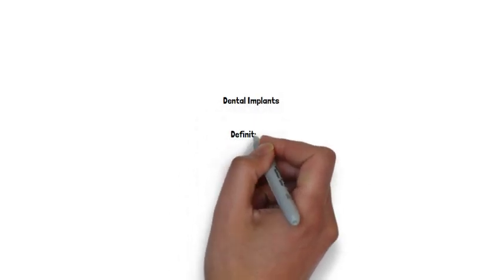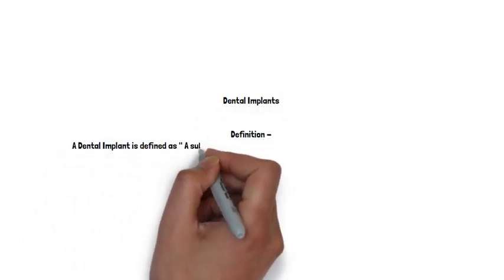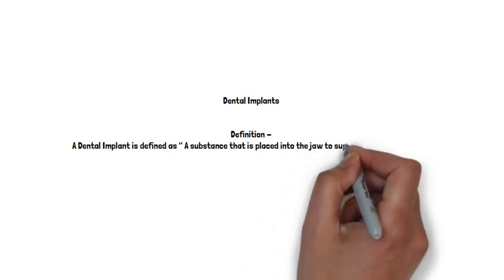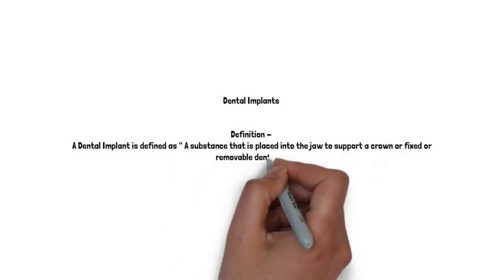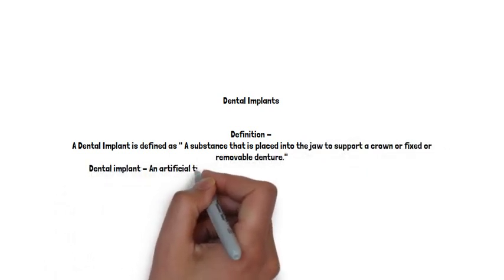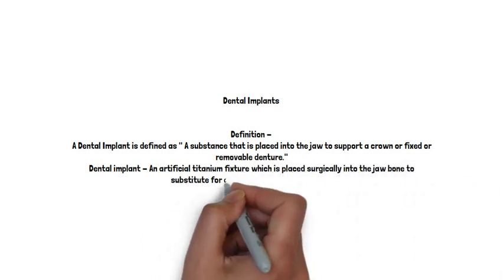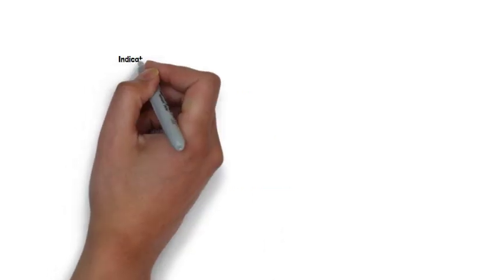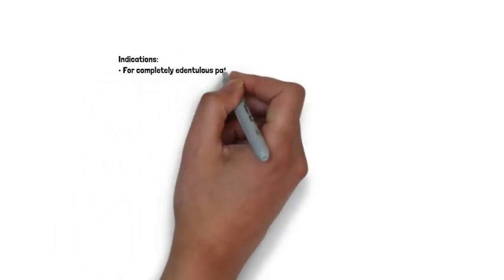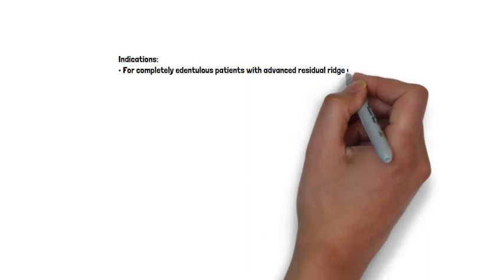Dental implants. Definition. A dental implant is defined as a substance that is placed into the jaw to support a crown or fixed or removable denture. Dental implant: an artificial titanium fixture which is placed surgically into the jaw bone to substitute for a missing tooth and its roots.